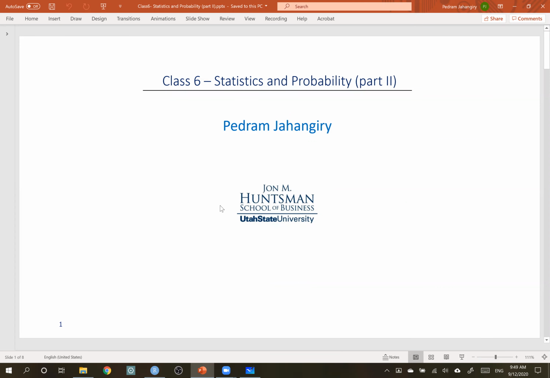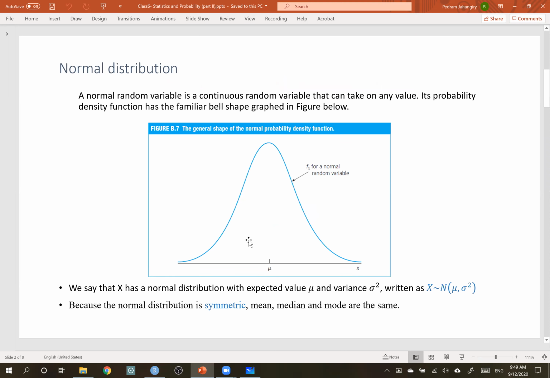Hello, everyone. This is our sixth class, which is statistics and probability, the second part. In this class, we're going to review the distributions that we're going to use during the semester, namely normal, t, chi-square, and f distribution. And we're going to see how we can apply whatever we learned in the previous class, which was the theory of statistics and probability, and what we learned today in R. Okay? So let's begin. Starting from the normal distribution.